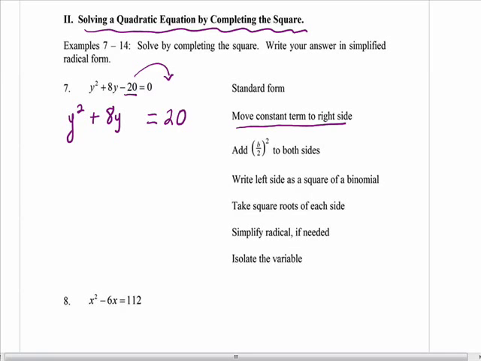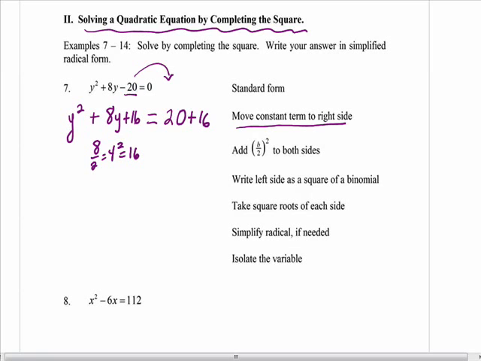Then it says add b over 2, quantity squared, to both sides. You have to add it to both sides, otherwise you'll change the value of the equation. But when you add the same thing to each side of any equation, you don't change the value and it works out okay. So what's b over 2? 4. So 8 over 2 is 4. And then what's that squared? 16. So I'm going to add 16 to each side.